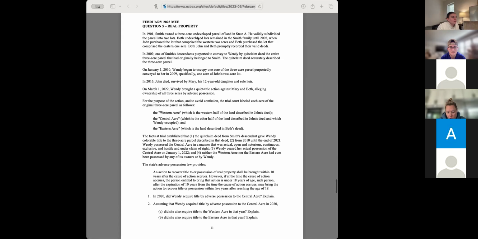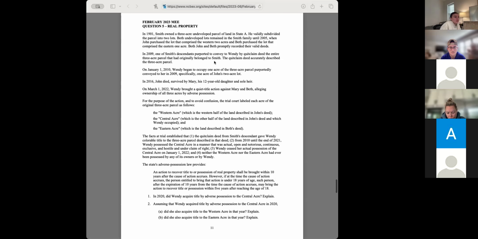Okay, 1901, 3 acres. Both undeveloped in the Smith family until 2005 when John purchased the lot that comprised of the two Western and Beth purchased it. Okay, so what I'm going to do is write out a timeline, right? I'm going to make a literal timeline like I would. Do you see this line? I don't know if you can even see it. That's annoying. But I'll do it and I'll show you. So I'm going to put 1901 and then I'm going to put a mark for 2005. And this is when John and Beth come into the picture.